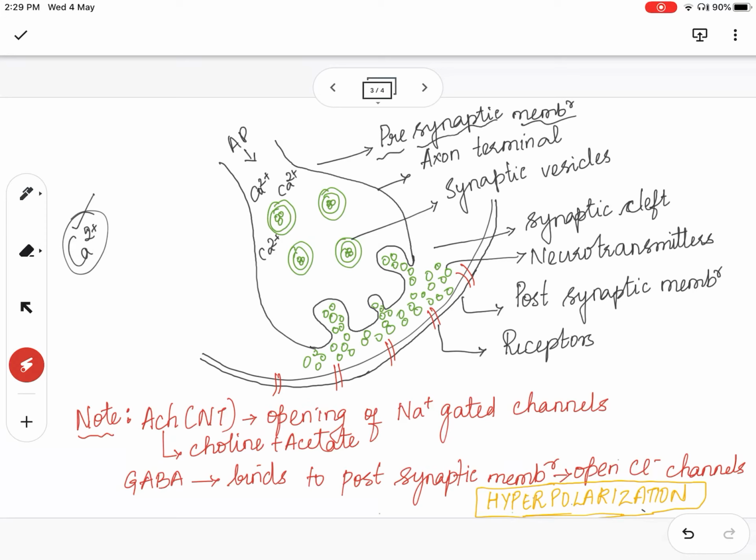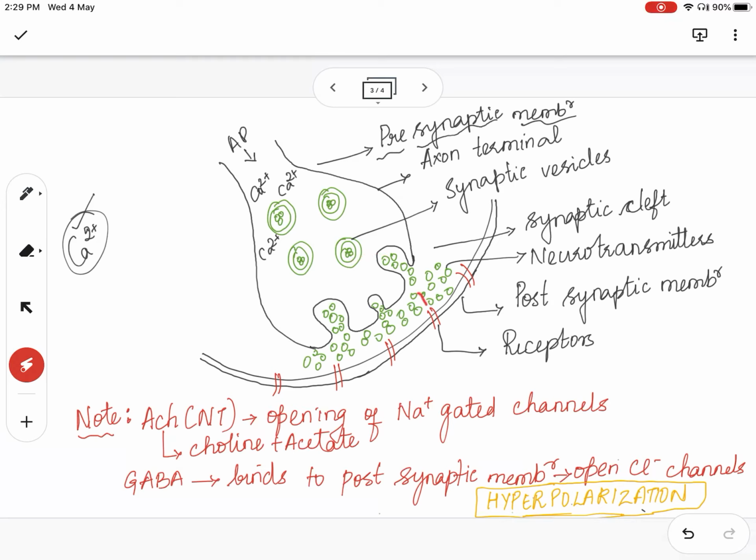Once they bind onto these receptors, the ion channels open up. Now there are different categories of ion channels. If you look at this important note I've mentioned over here, this is very, very important. Questions have come, so please remember this. One such example I've taken is the acetylcholine neurotransmitter, which is an example of an excitatory neurotransmitter. Imagine the ACh is present inside the synaptic cleft.